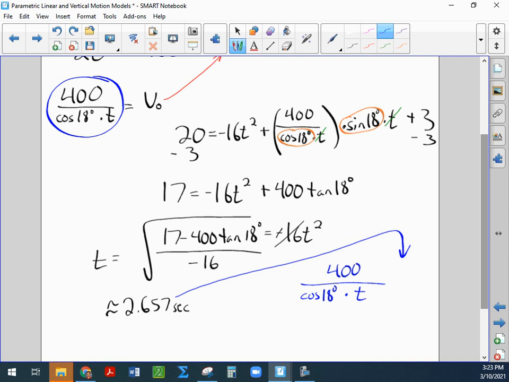Just be careful with your calculator. 400 divided by, or 400 over cosine 18 degrees. Close my parentheses, times my previous answer. And I get 158.28 feet per second. And so that's the initial velocity needed. Instead of hitting the ball at 150 feet per second, if I hit the ball and it leaves my bat at 158 feet per second, I can clear the fence.